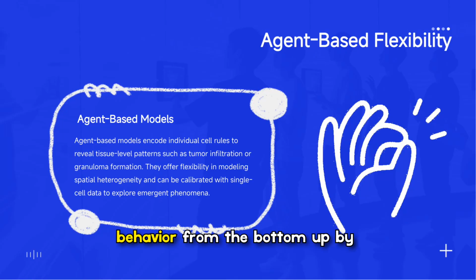Agent-based models build behavior from the bottom up by encoding rules for individual cells or agents, which then interact to produce tissue-level patterns. This flexibility is ideal for studying spatial heterogeneity, tumor infiltration, or immune cell dynamics, and these models can be calibrated with single-cell or imaging data to explore emergent phenomena that aggregate methods might miss.